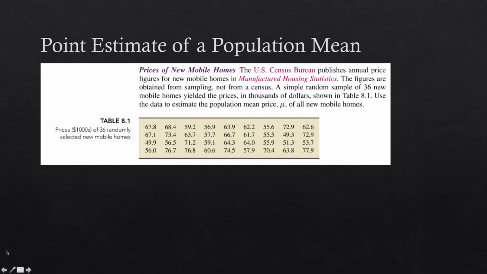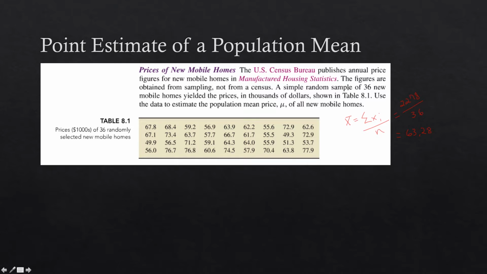Okay, so if you're trying to estimate the population mean, we've just got to take the mean. So what we want to do is find the sample mean by using our sample mean formula. So add up all of these numbers here, and you should get 2278. Now divide it by 36, and that should give you 63.28 for the sample mean.